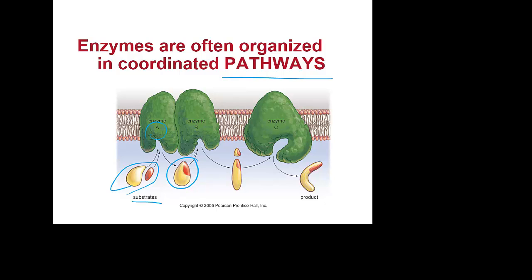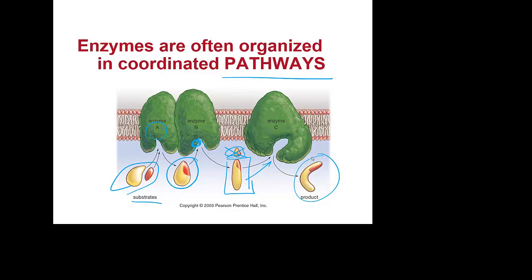It fits then into enzyme B. Exactly. Enzyme B's job, it's got this little nub sticking out here, is to actually cut off part of this substrate. So that's gotten rid of. This product of enzyme B then moves on to enzyme C. Enzyme C folds it into a boomerang.